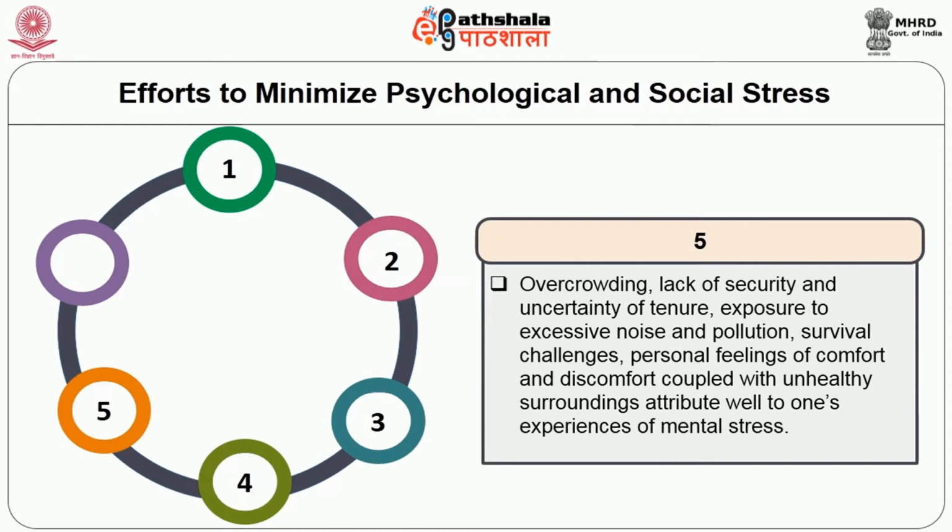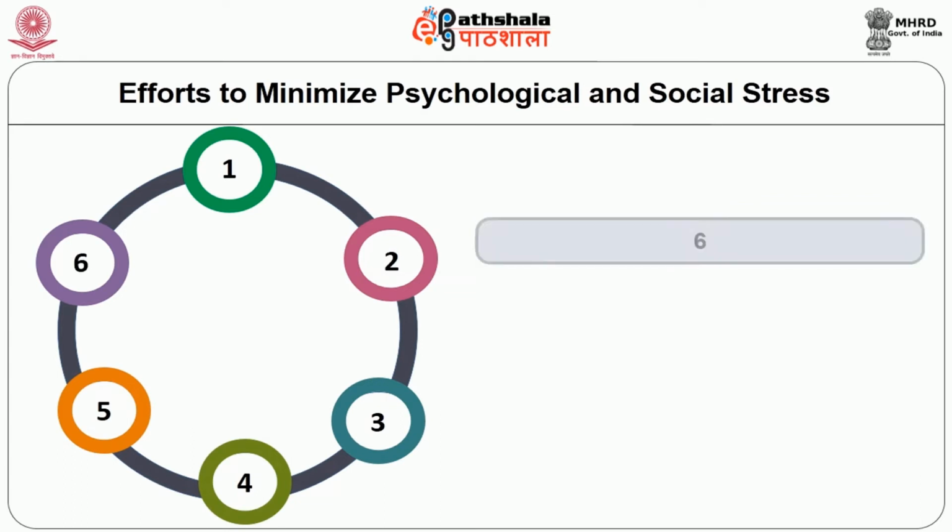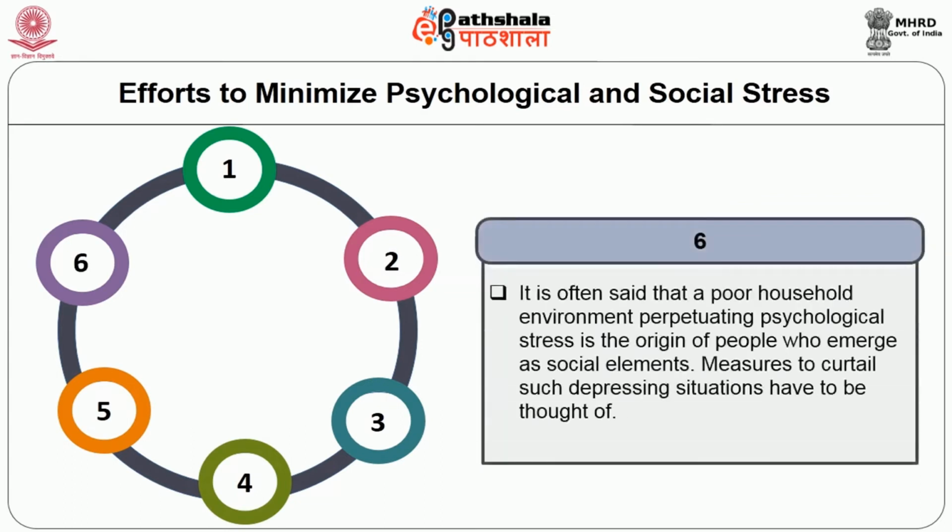Overcrowding, lack of security, and uncertainty of tenure, especially in rented houses, exposure to excessive noise and pollution, survival challenges, personal feelings of comfort and discomfort, coupled with unhealthy surroundings, contribute to one's experiences of mental stress. It's often said that a poor household environment perpetuating psychological stress is the origin of people who emerge as social elements. Measures to curtail such depressing situations have to be thought of.